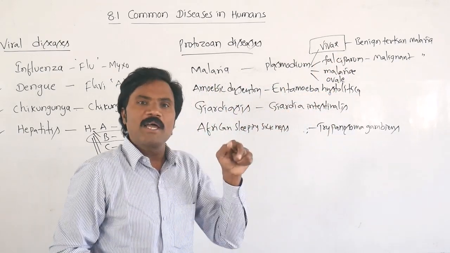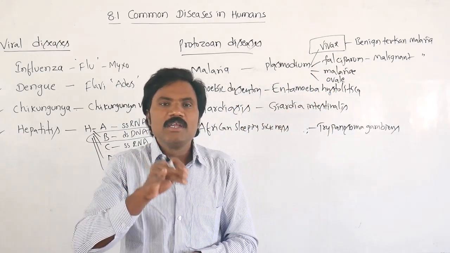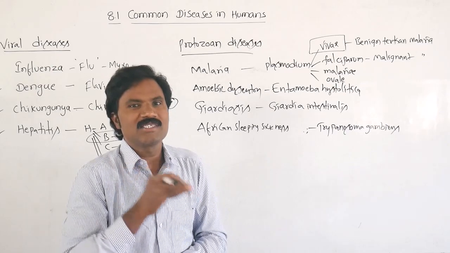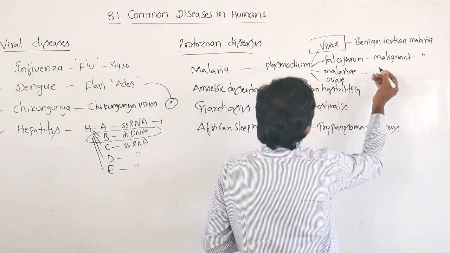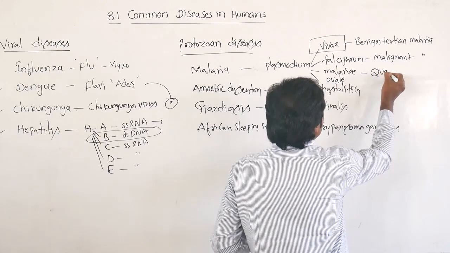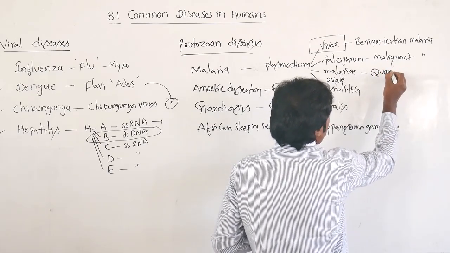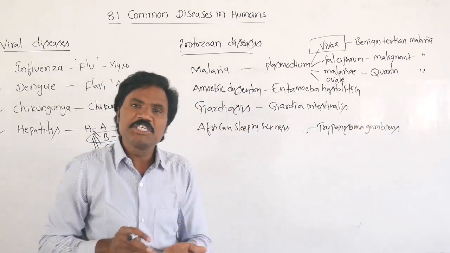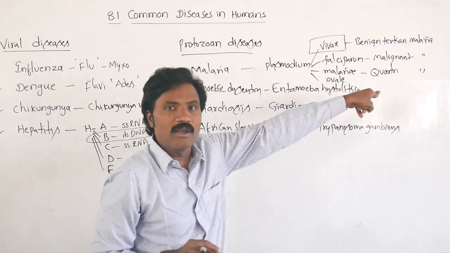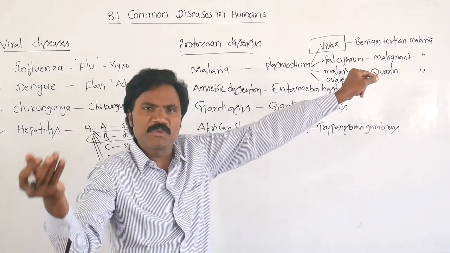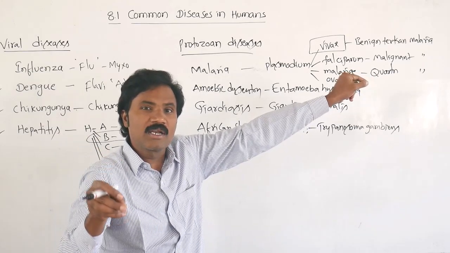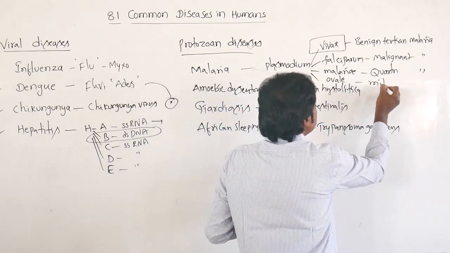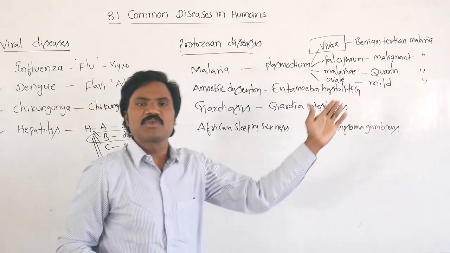Then Plasmodium malariae is present only in some parts of our country, and very little in the rest of the world. It is called quartan malaria. Then ovale is very rare, but in Sri Lanka and Myanmar such countries it is present. In our country it is very less. Ovale is called mild tertian malaria, that is the common name.